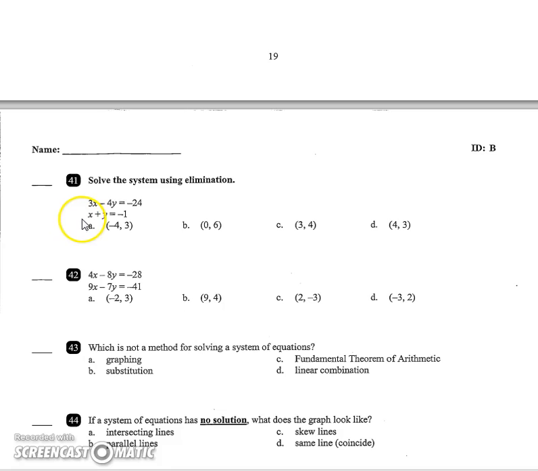And again, you might have to multiply one of the equations by a number in order to eliminate. And in 48, you might have to multiply both equations by a number in order to eliminate.